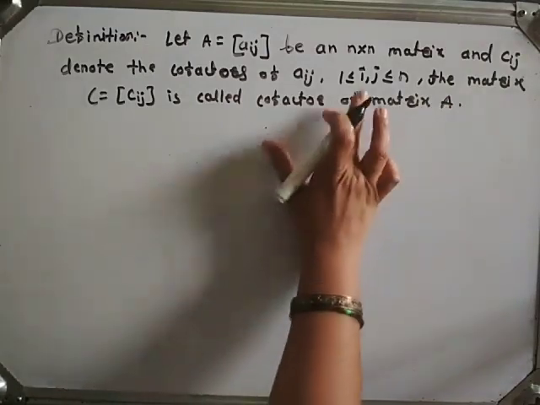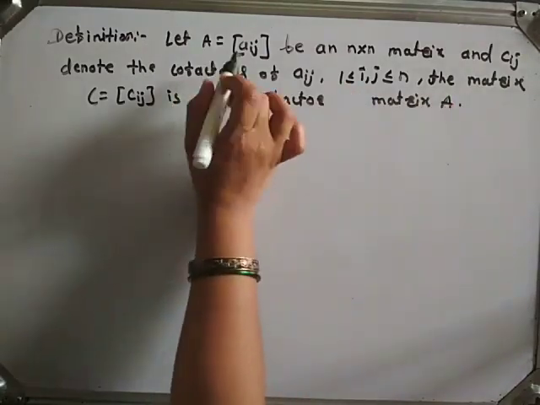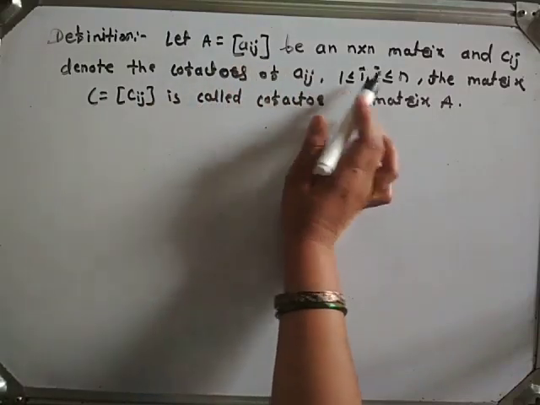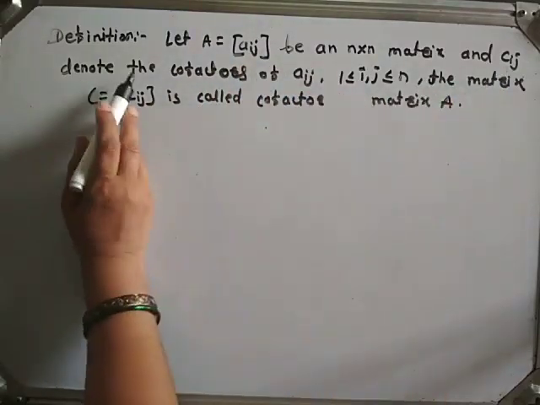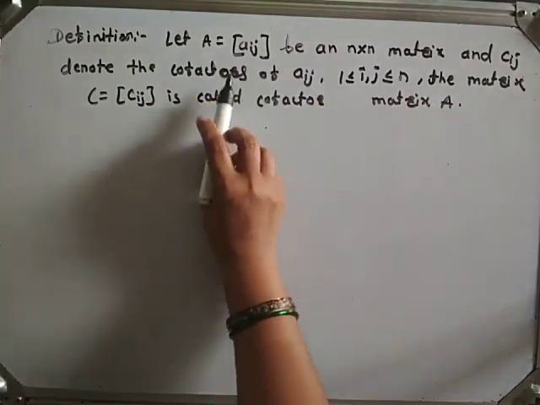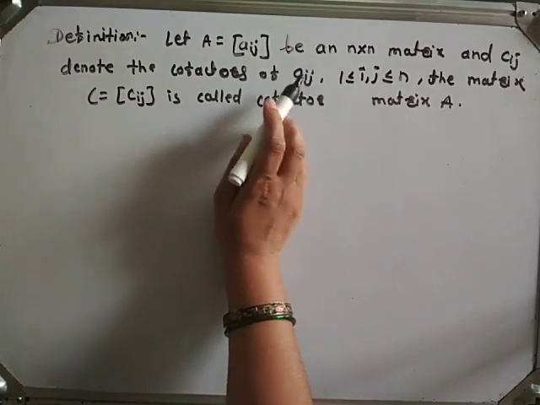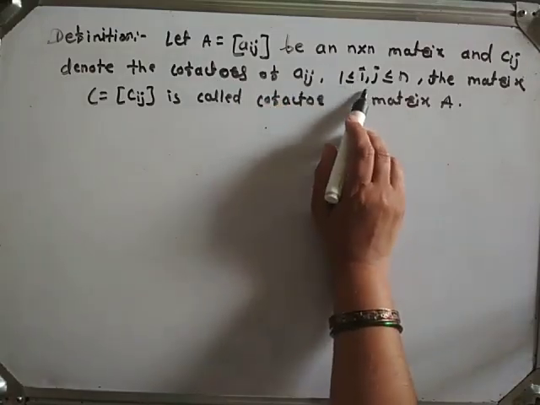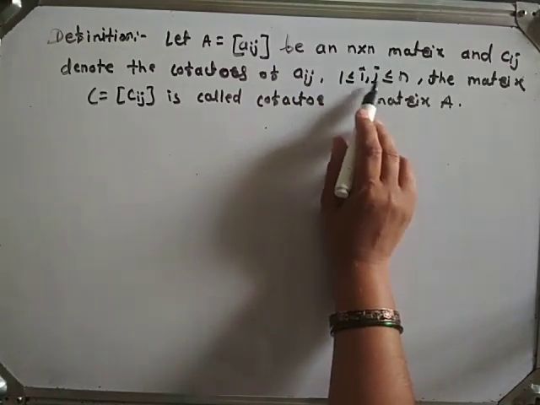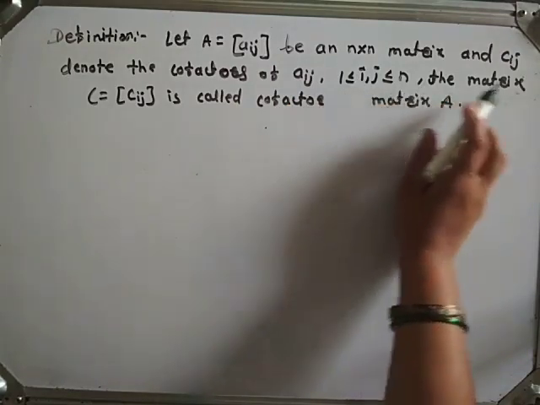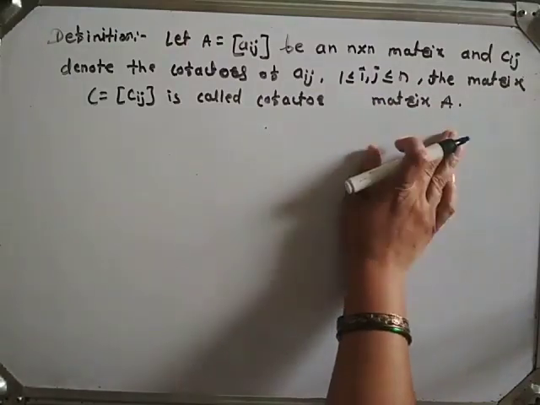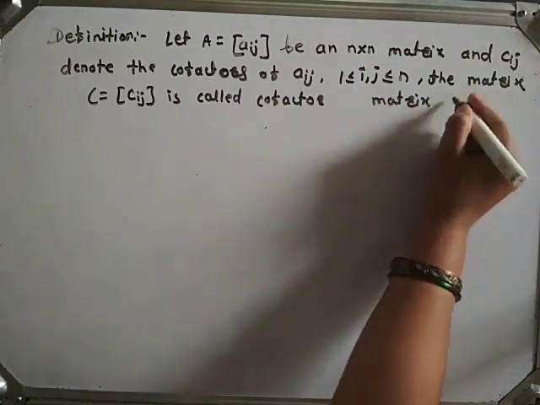What is the cofactor matrix of any matrix? A equals matrix Aij be an n by n matrix, and Cij denote the cofactors of Aij. We have already seen in previous videos what is the cofactor of Aij. 1 less than or equal to i, j less than or equal to n means i and j both run from 1 to n. The matrix C equals Cij is called the cofactor matrix of A.